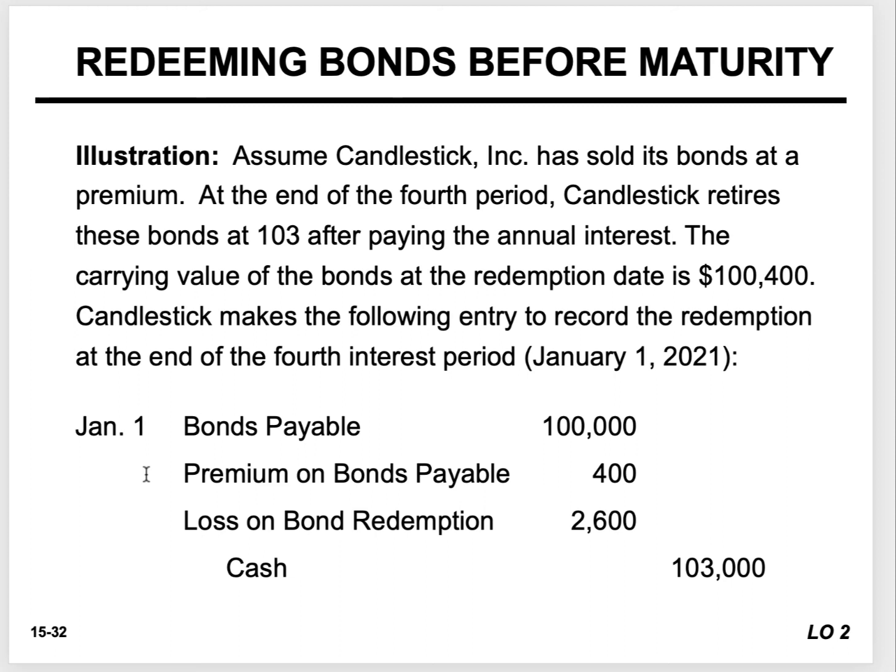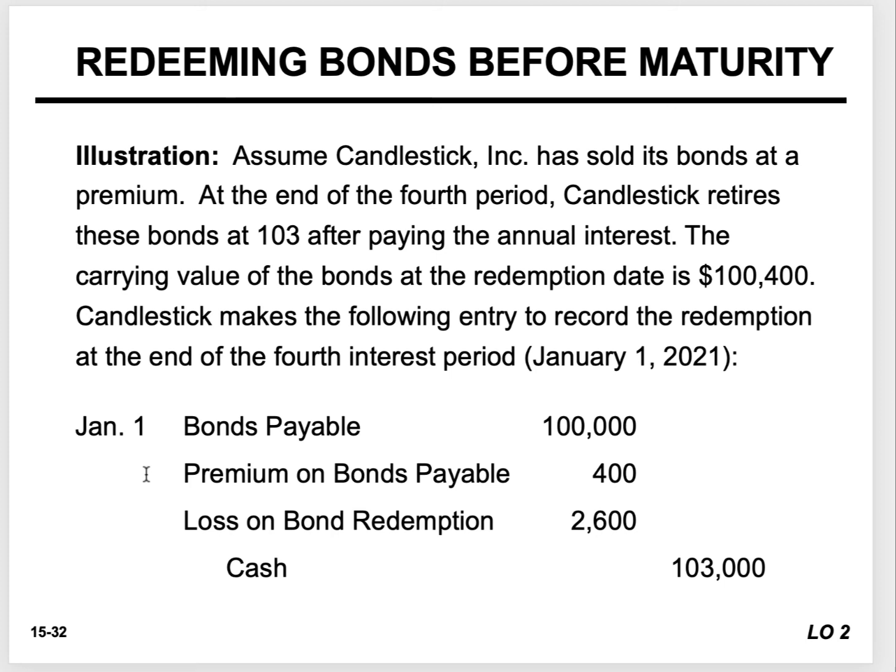So, this might look confusing. It's not. Just ask yourself, what did I get? What did I have to give? That's it. We know we're paying 103 after that interest payment. So how much cash am I paying? $103,000. What are my bonds payable? Well, they're on the books at $100,000. So I need to debit bonds payable for $100,000, credit cash for $103,000.